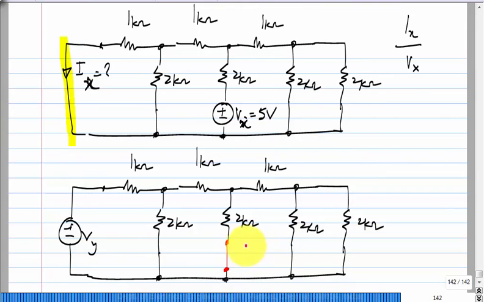So, which way should the current be? Let us say I mark this current here, for this to be equal to Iy by Vy. Which way should the current be? Pointing downwards, okay? Up or down? Downwards, okay? So, you can mark these.